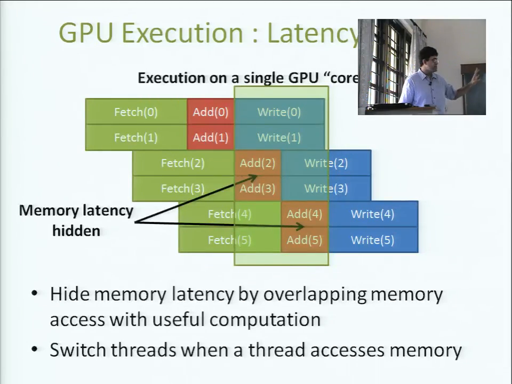So this is the key mechanism of GPUs, basically. You have thousands of threads that are all parallel, and it's very cheap to switch between them. Whenever you think a thread is going to have a long wait, you just switch to another thread, and you hide latency that way.